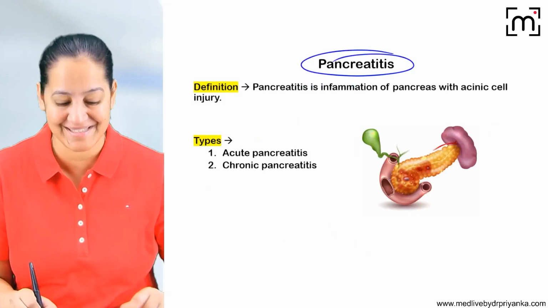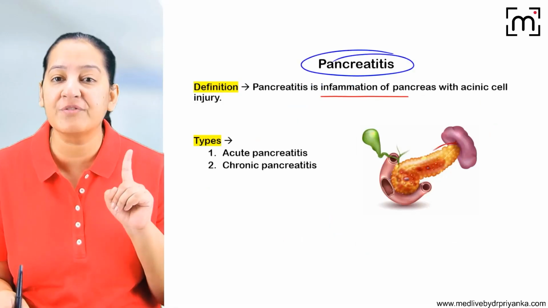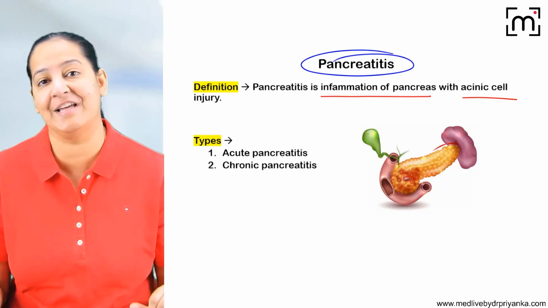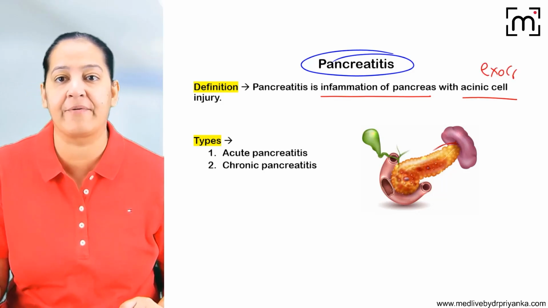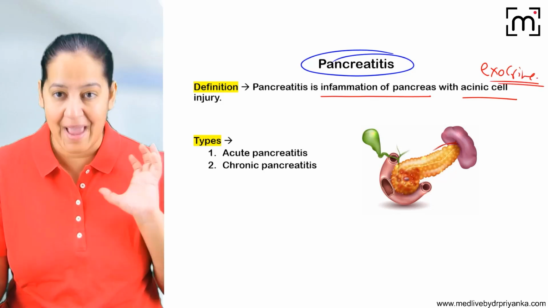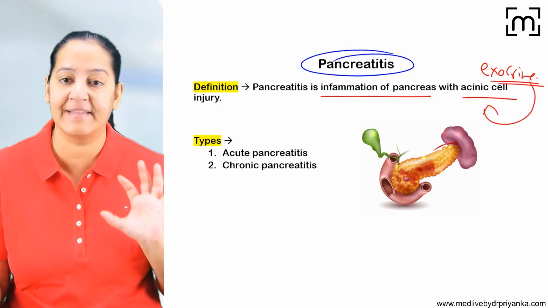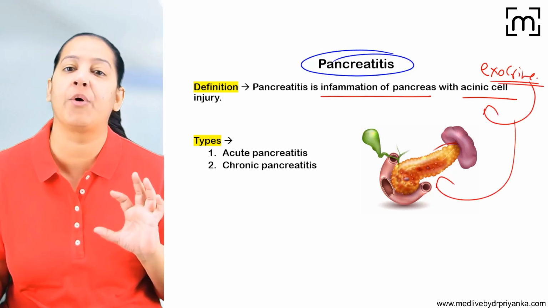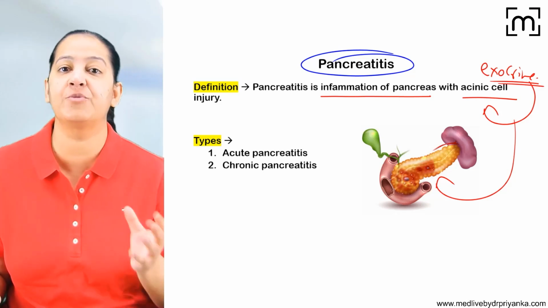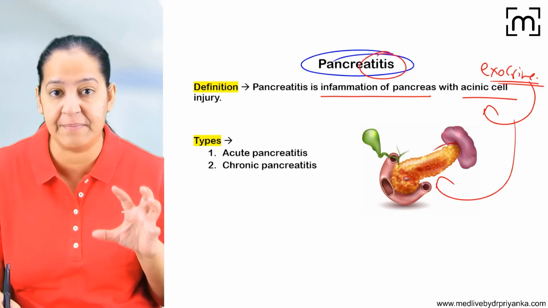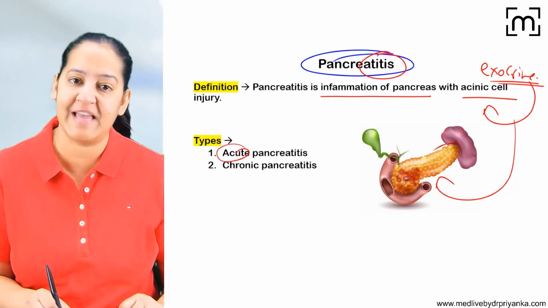What is pancreatitis? You can see pancreatitis is the inflammation of the pancreas with acinar cell injury. That is, it is an injury to the exocrine pancreas, not the endocrine pancreas. The exocrine pancreas is in the form of the acini, the glands. So the glands get injured here, and the injury to the glands leads to inflammation of the glands, leading to pancreatitis. Itis means inflammation. There are two types of pancreatitis, acute and chronic.